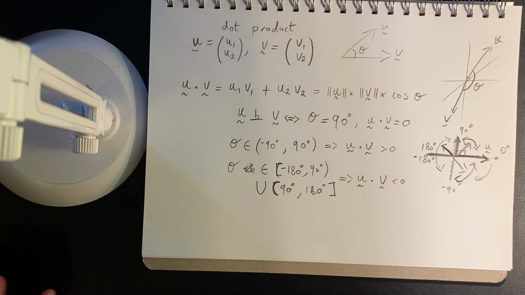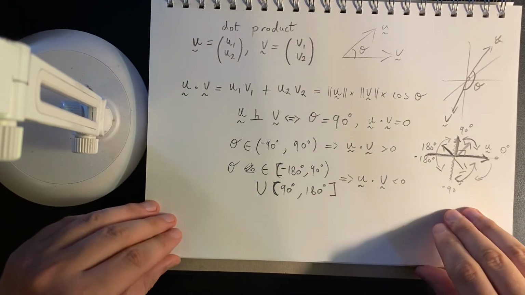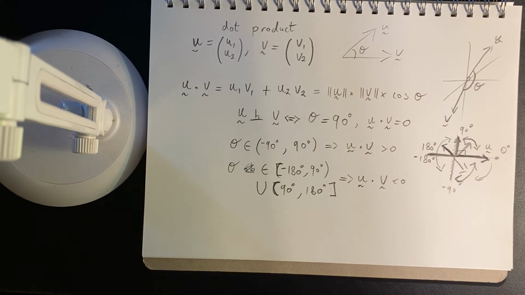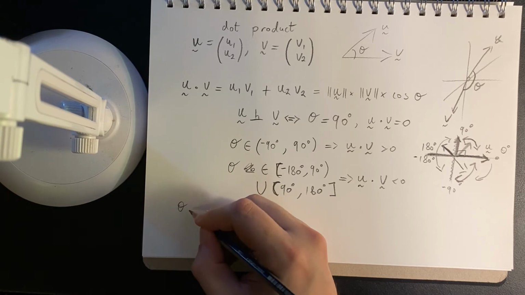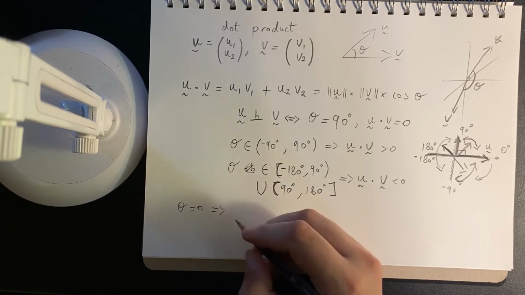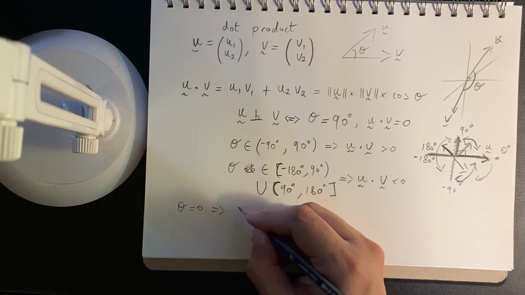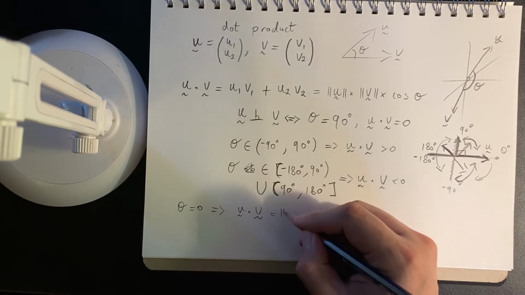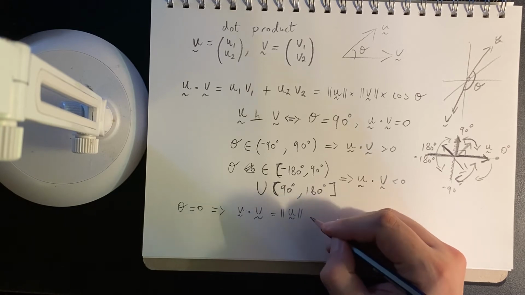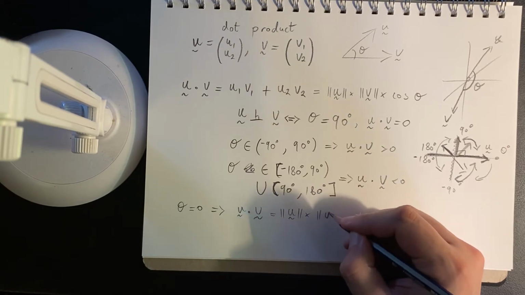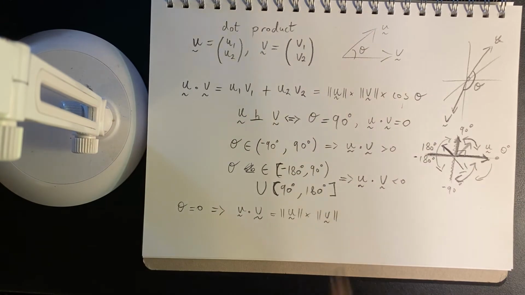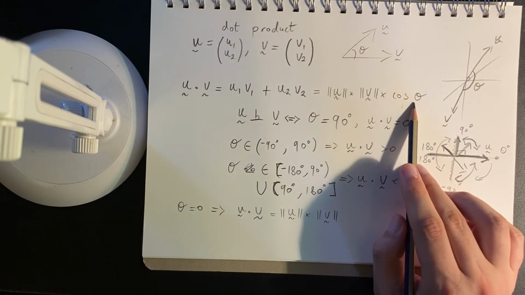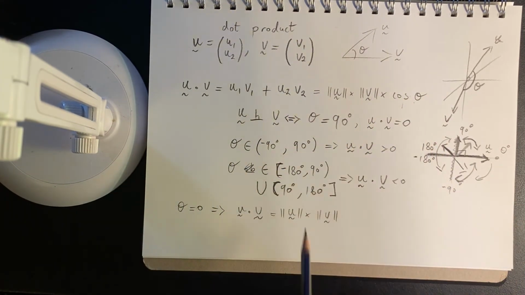Oh, sorry. There's one more thing. If that angle is 0, then that implies that the dot product is simply equal to the product of norms, because, well, cosine of 0 is 1. So we have the product of norms times 1. Okay, and this gives us another result.